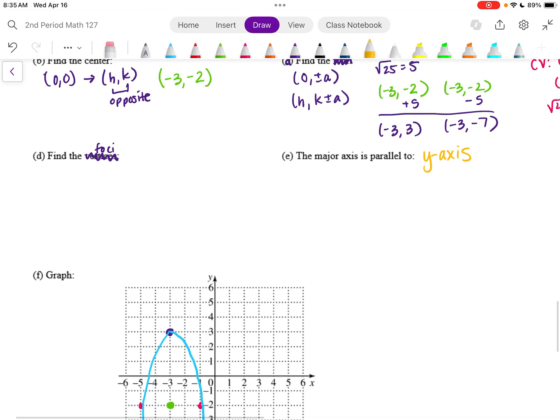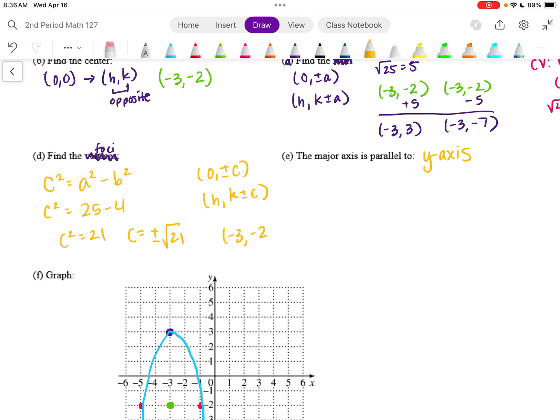All right, the last thing we have to do is find our foci. So our foci is still c squared equals a squared minus b squared. So c squared equals 25 minus 4. So c squared equals 21, which means c equals plus or minus the square root of 21. So normally this point is 0, comma, plus or minus c, but now it's got to be h, comma, k, plus or minus c. So it's going to be -3, comma, -2, plus or minus the square root of 21. Those are where your foci are.